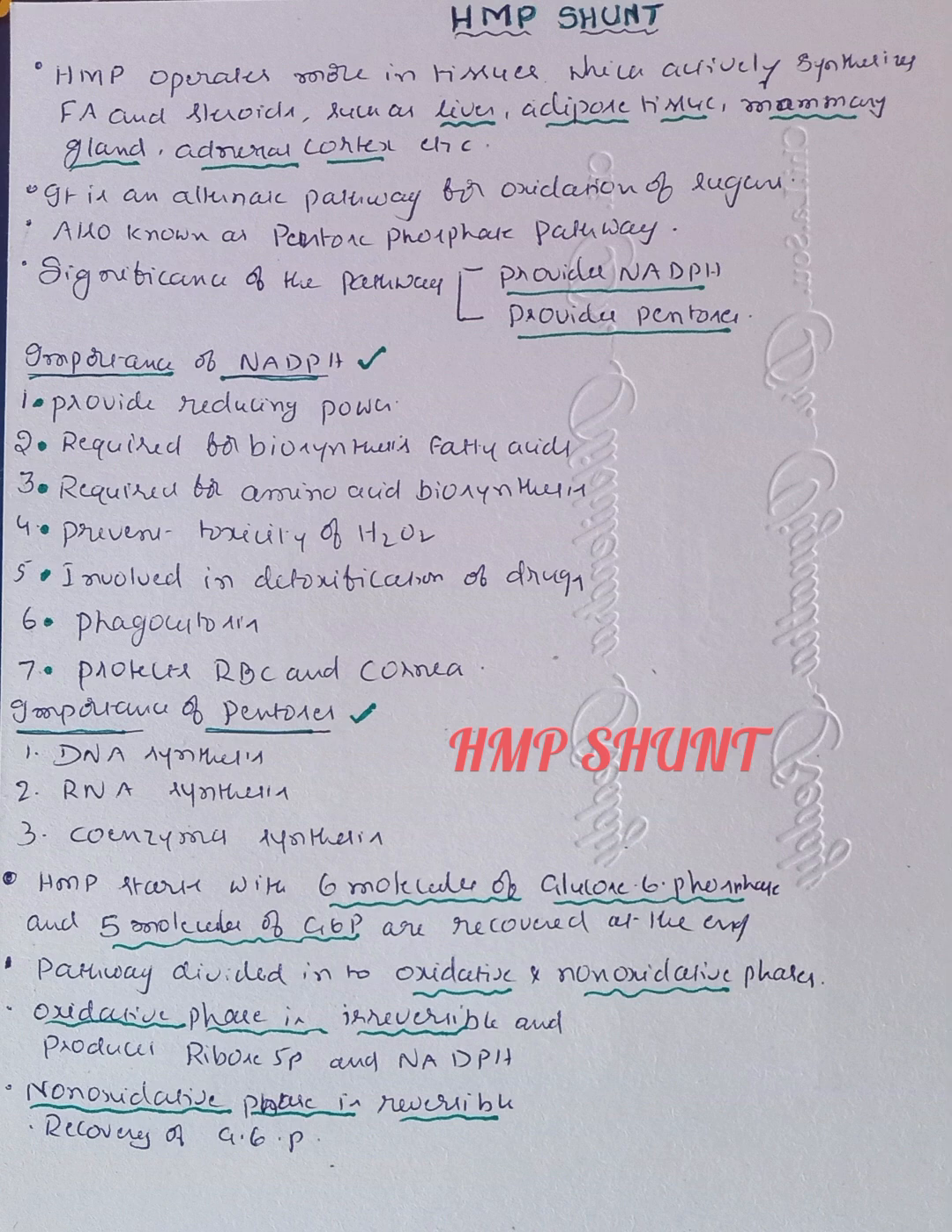So the pathway is divided into oxidative and non-oxidative phases. In the oxidative phase of HMP shunt, which is an irreversible phase, glucose 6-phosphate degrades into ribose 5-phosphate and NADPH. In the non-oxidative phase, which is a reversible phase, from this ribose 5-phosphate, again glucose 6-phosphate molecules are regenerated. So this ends the pathway.